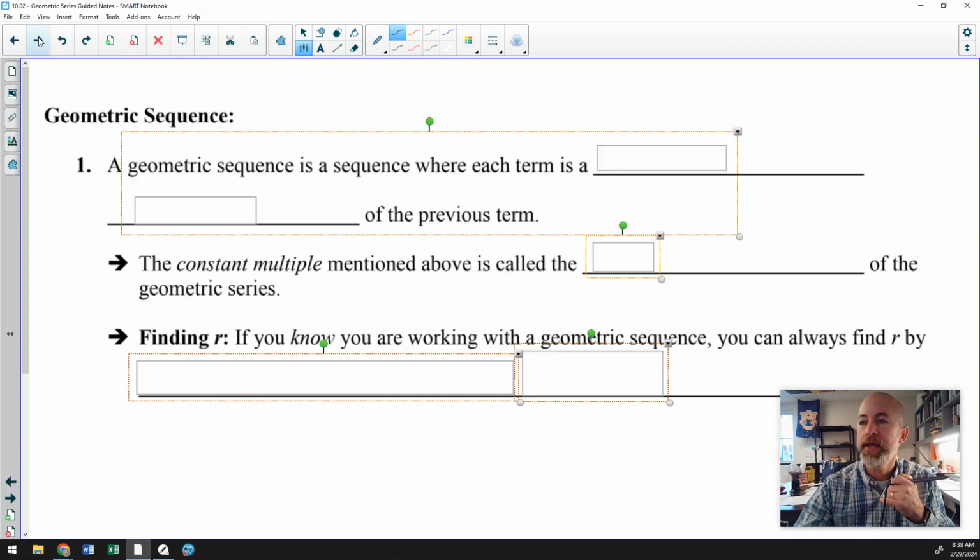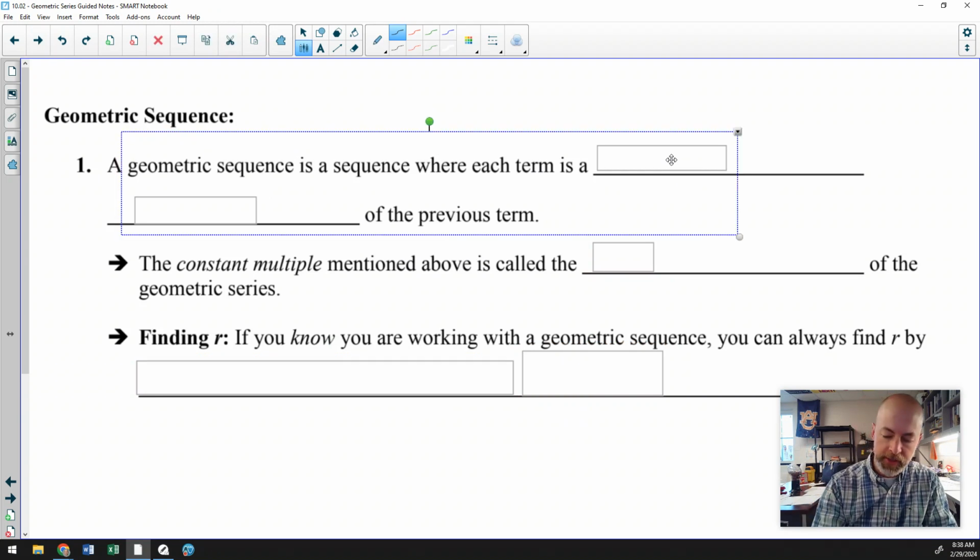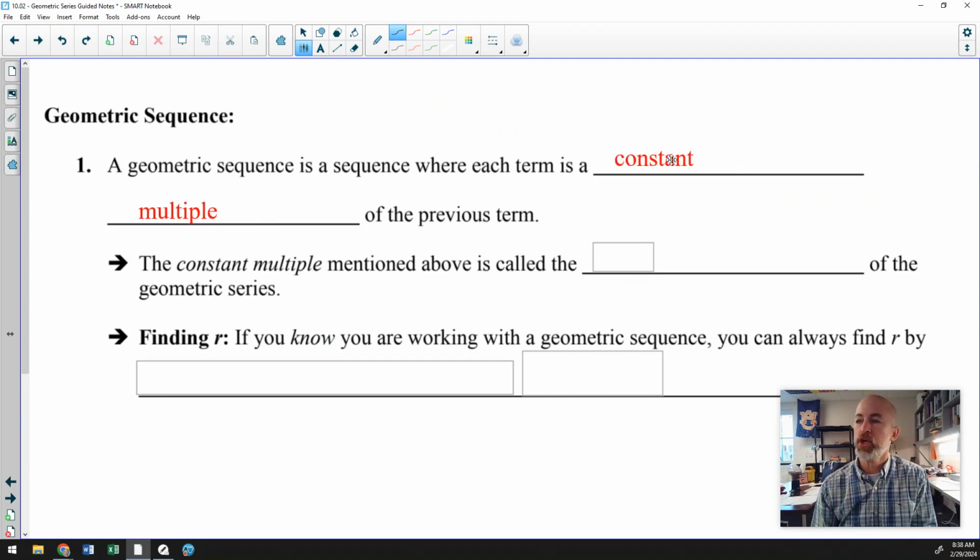So let's talk about geometric series. First, the definition is a series where every term is a constant multiple of the previous term. And that constant multiple is called the ratio of your geometric series. And finding that ratio is pretty important, and so you need to know how to do that.